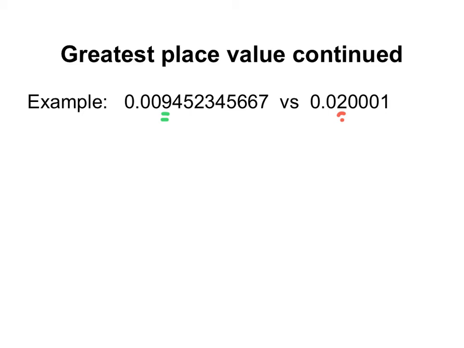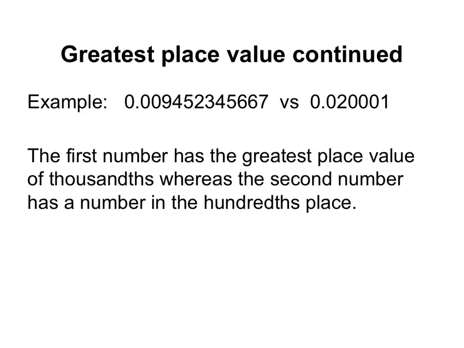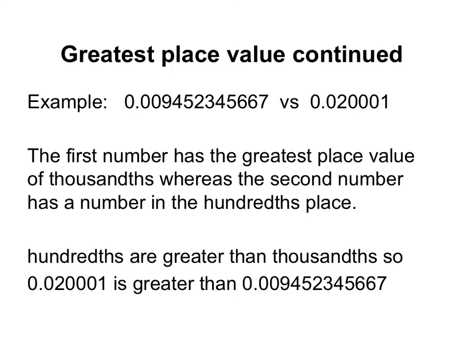So now, it doesn't matter what any of those other numbers are. It doesn't matter that the one on the left is longer or that the one on the left has higher numbers as digits. All that matters is that the number on the right has hundredths, and this one doesn't have any hundredths. So the first number, the greatest place value is thousandths. The second number, the greatest place value is hundredths. Hundredths are greater than thousandths, so we know that the number on the right is greater than the number on the left.